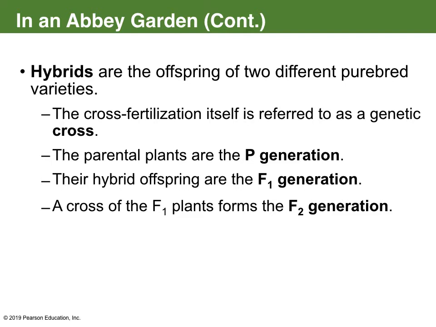So when you cross two different purebred varieties, you produce hybrids, and that process is referred to as a genetic cross. So you'll hear me saying, when you cross this with that, that's taking two individuals and generating offspring. Now again, the parental plants are the P generation, the hybrid offspring are the F1 generation, and if you cross the F1 generation, now you have the F2 generation. So you can see the process here.